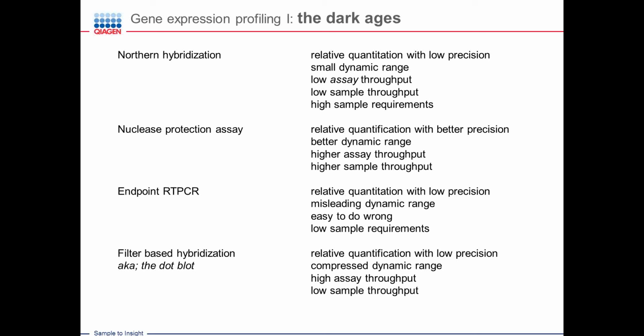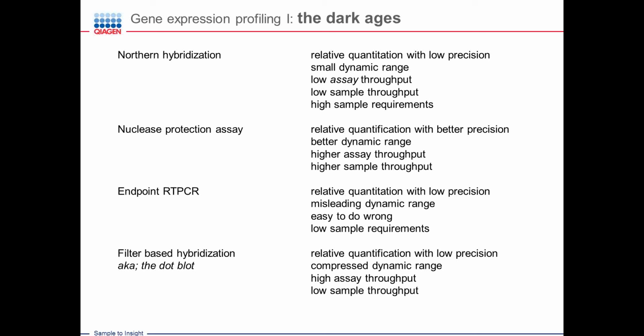It was a way to transfer RNA to a membrane, probe that membrane with a radioactive probe, and attempt to quantify the signal either through exposure to a piece of X-ray film. Later on, there were other methods to try to quantify the amount of signal on that membrane. It was characterized by being relative quantification, so how much signal was on that membrane. It was relatively low precision. The dynamic range was a few logs, a relatively small dynamic range.